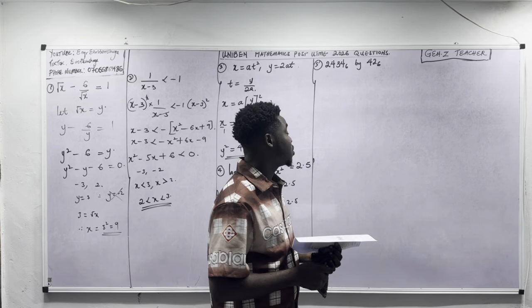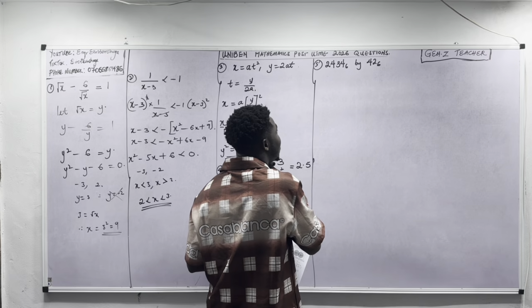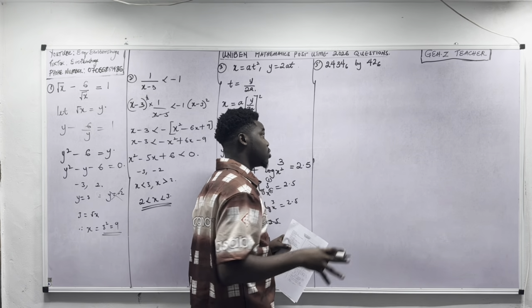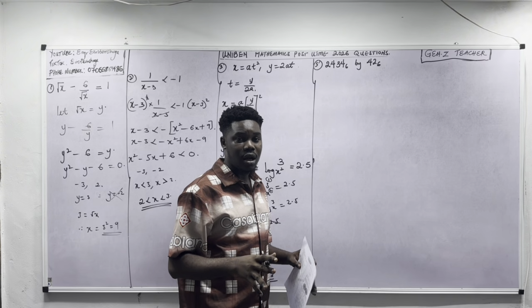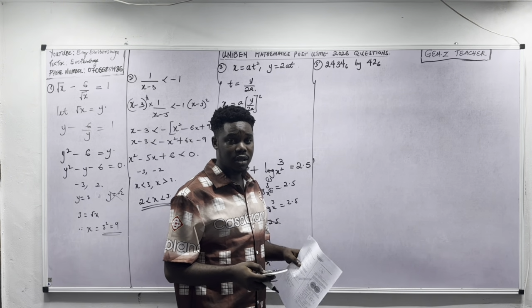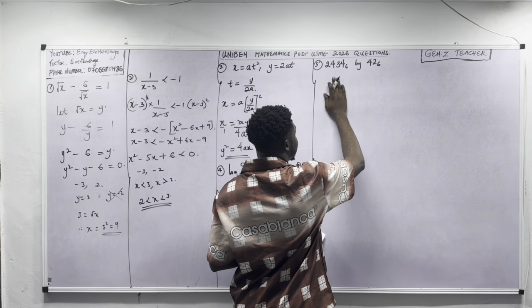Okay, number 5 says divide 2434 base 6 by 42 base 6 and leave your answer in base 6. Okay, so quickly, we're going to convert both numbers to base 10. Now, the normal conventional way is to put 0, 1, 2, 3 and whatnot, but now I'm going to try to avoid that. Now, quickly, I'm going to give you a pattern that works for us and that I also give my students in classes.